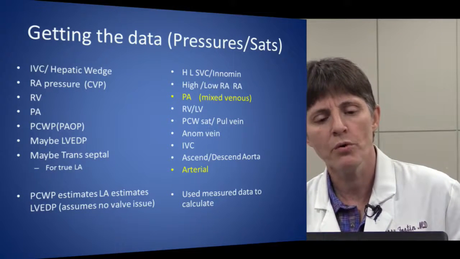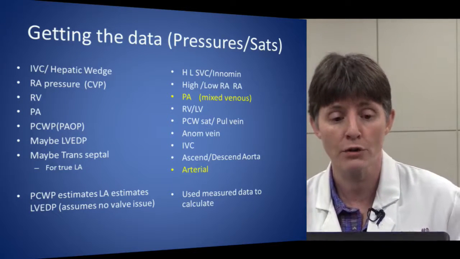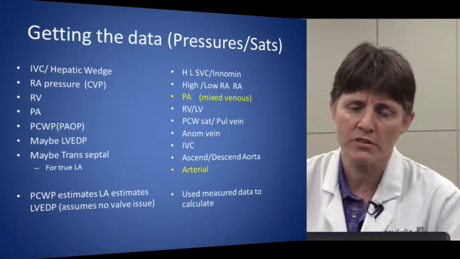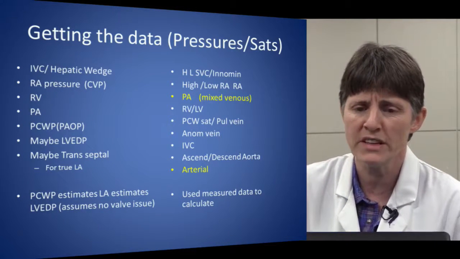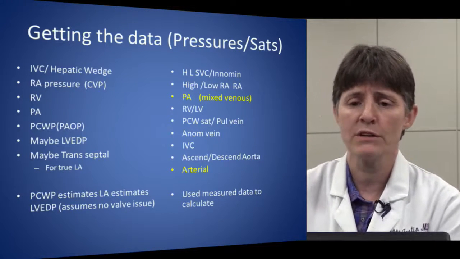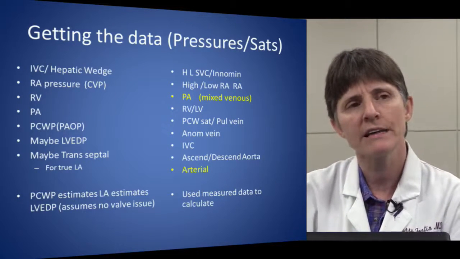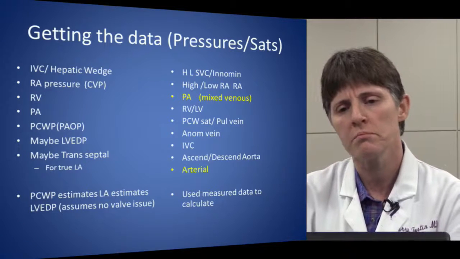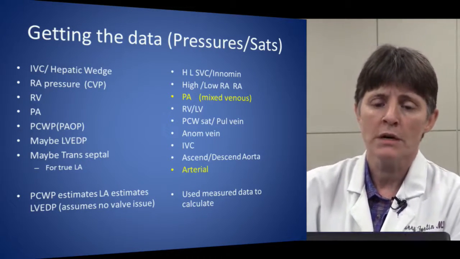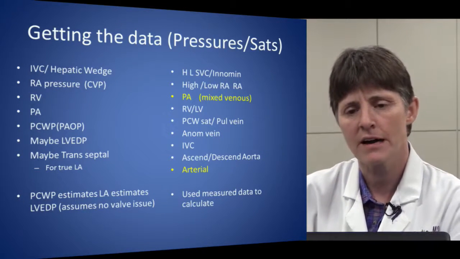Remember that a wedge is supposedly estimating a left atrial pressure as long as we're assuming there's not valvular heart disease. Okay. Other things that we're going to get are saturations, and so we can get high and low SVC sats or an innominate sat. We can get sats in the RA, again, either high or low or just a plain right atrial sat. We're going to get a PA sat, and if there are no shunts, that's what we use as our mixed venous sat. We can get RV and LV if we need to. We want to get pulmonary capillary wedge sat on occasion, and that's not common.